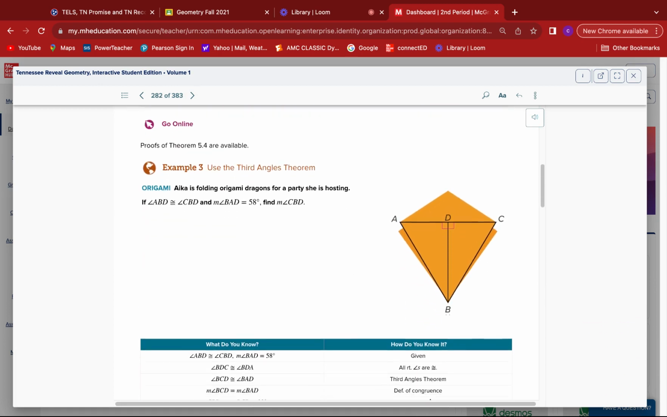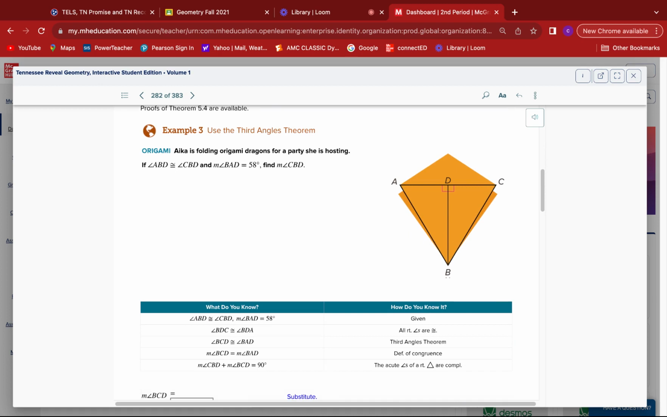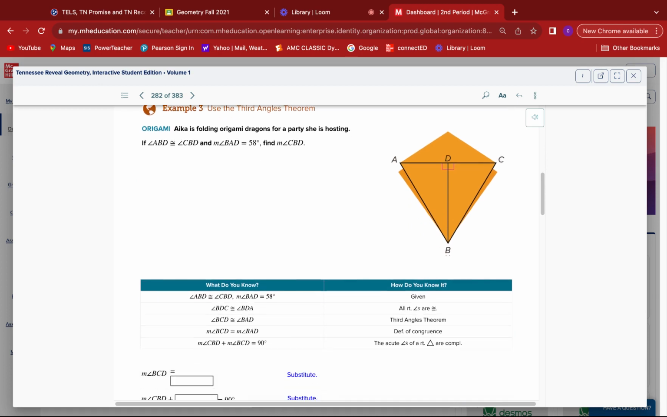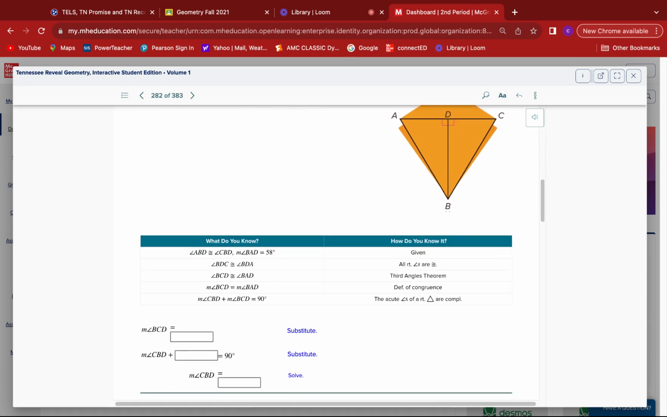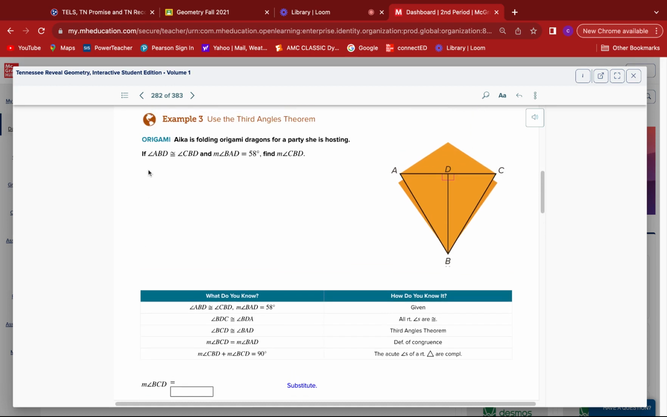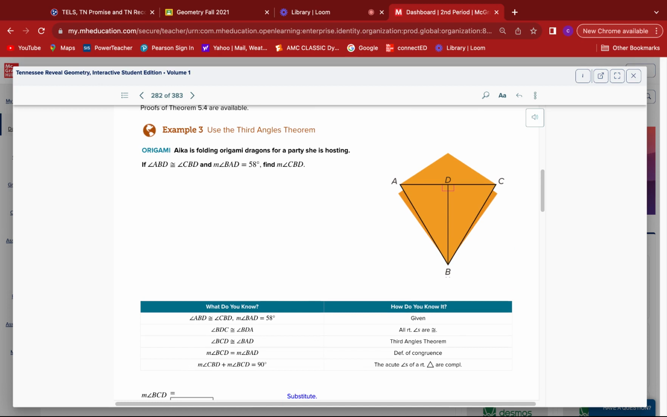So let's look at example number 3 here, which is a proof, I think. We don't do proofs in Tennessee anymore. But let's see what's going on. What do we got to do here? So we're folding an origami dragon for a party she's hosting.